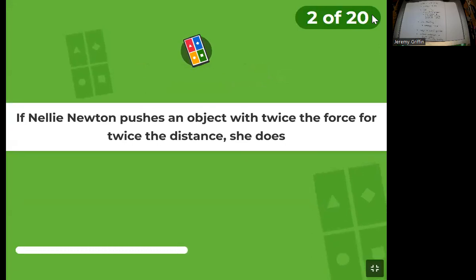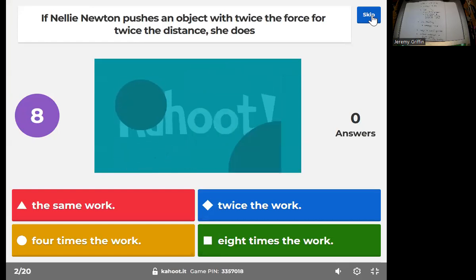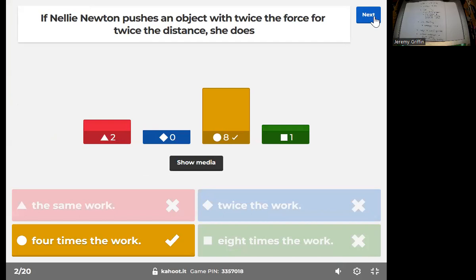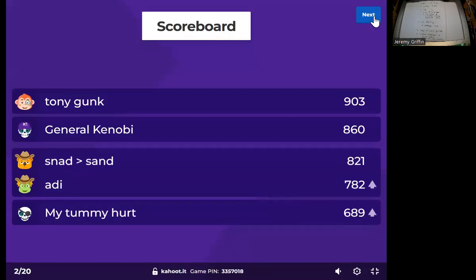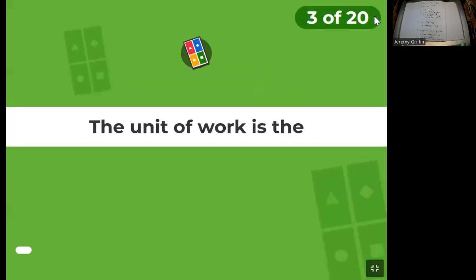If you push twice the force for twice the distance, or if you lift twice the weight for twice the height, same idea. How many times the work? What's a factor of 2 times a factor of 2? 4 times. All right. Got Tony Gunk in the lead.